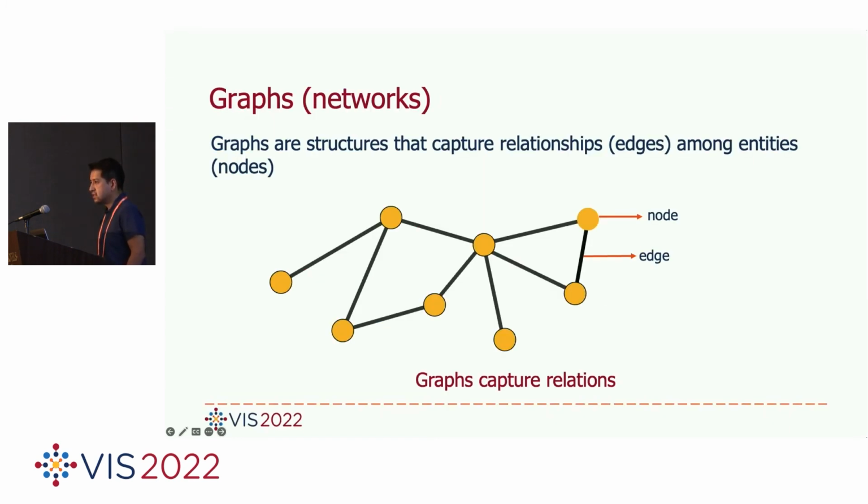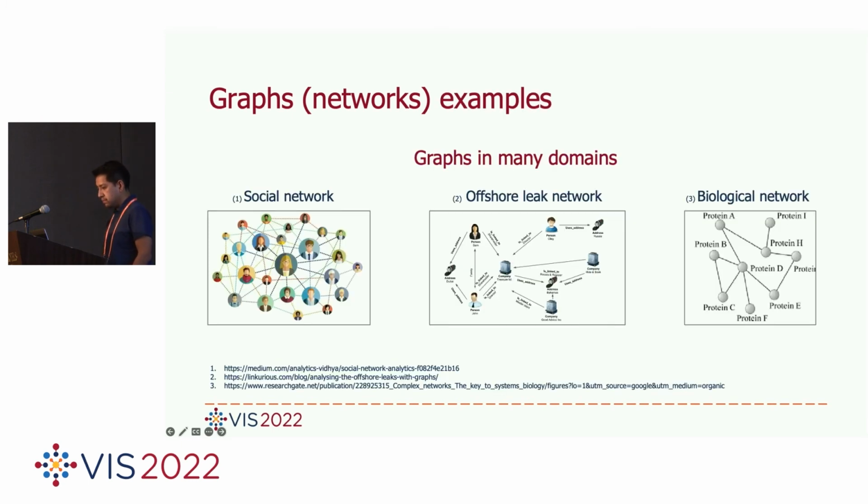First of all, a short description about graphs. As you know, they are a structure that captures relationships between entities. For example, this figure shows a node-link diagram where the circles are the entities and the relationships between them, the lines, are represented by the edges. So a graph can model a lot of real-world data. For example, a social platform like Facebook where people are connected, or a web link structure where the entities are linked, or a biological network where the entities are proteins and the edges represent the interactions between them.